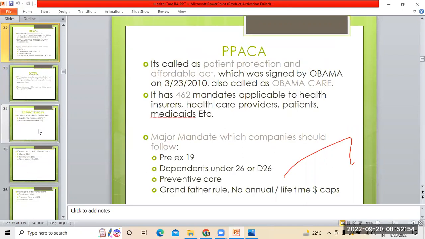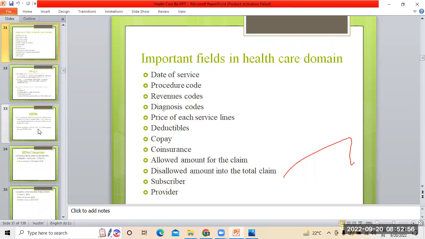These points we are going to discuss tomorrow. Tomorrow onwards, I'll be focusing more on the claim processing part of healthcare, followed by the different codes we follow, especially in reference to the procedure. Procedure means the medical procedure we are talking about.